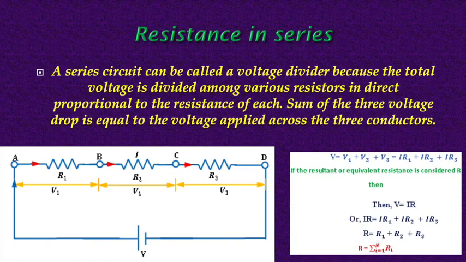Any number of resistors can be connected in series. If n resistors are connected in series, the equivalent resistance is R equal to summation of Ri.